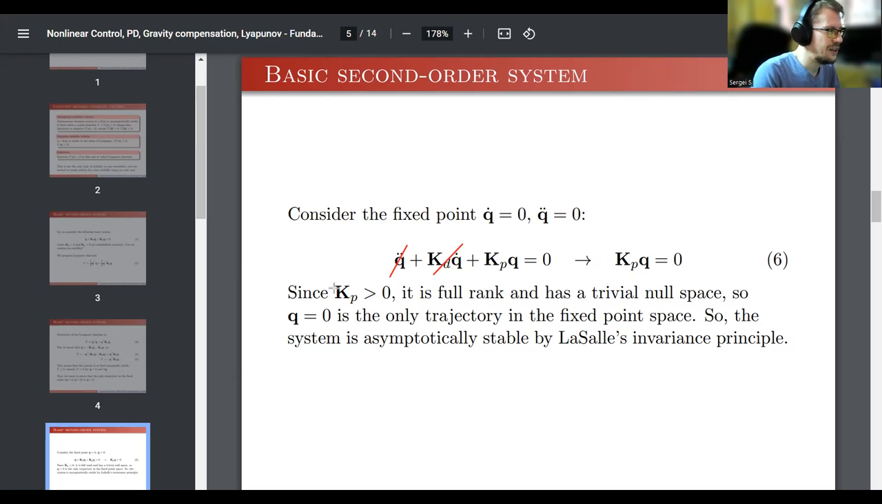All right. So anyway, Kp is full rank because it's positive definite. So it has trivial null space. What do I mean by trivial null space? Well, it means that the only vector that sends the output to zero is zero. You don't have any other vectors in the null space. Hence, for this to be true, Q has to be equal to zero because there is no other vector in the null space, only zero. So Q has to be zero. If the null space wasn't trivial, then you could find other Qs that would send it to zero, and we couldn't use LaSalle. Okay. So the system is asymptotically stable, not just marginally stable.